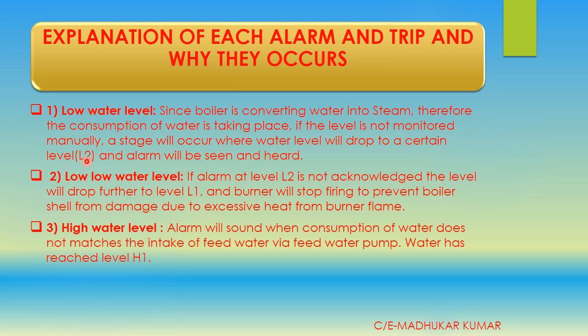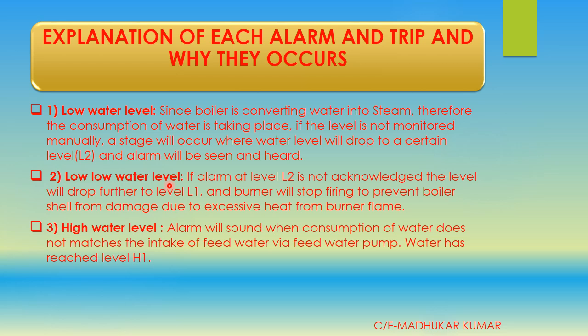Okay, L2. Why is it written L2? Normally pump start and pump stop are there. Automatically, once a certain water level is reached, the pump will start, and once a certain water level is reached on the higher side, the pump will stop. Once the level crosses down below the lower side, the low water level alarm will come.